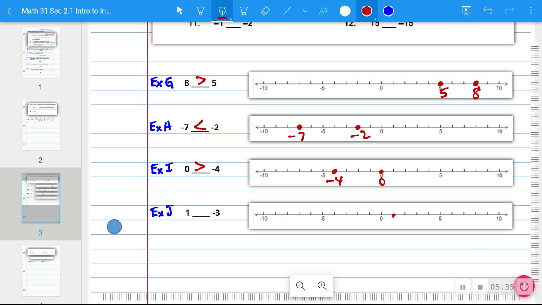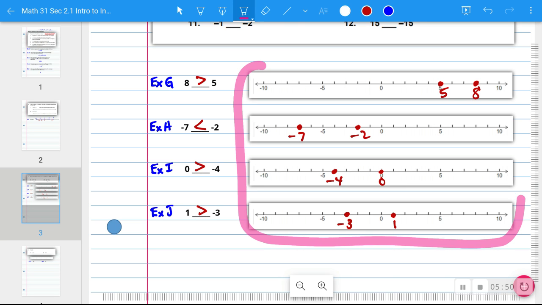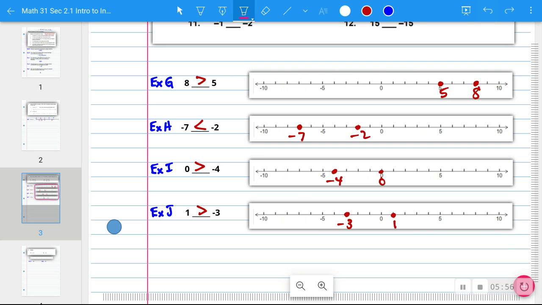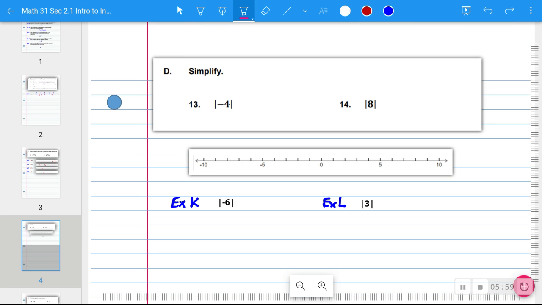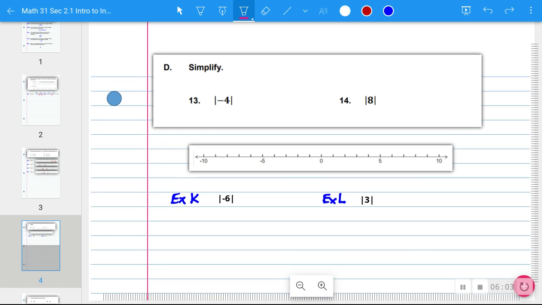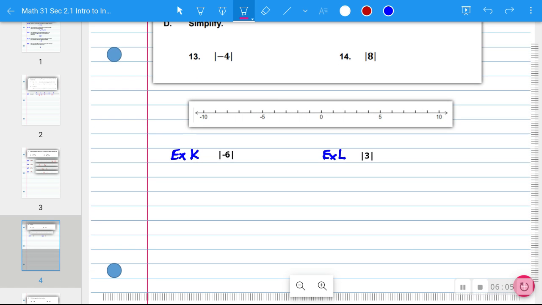Okay, +1 is over here, and -3 is over here. And -3 is to the left of +1 on the number line, so it's smaller. Now, all of this stuff over here is optional. You don't actually have to do the number lines, but you should at least be able to visualize it in your head. Okay, I'll do 2 more problems here, and then we'll take a break for the second video.